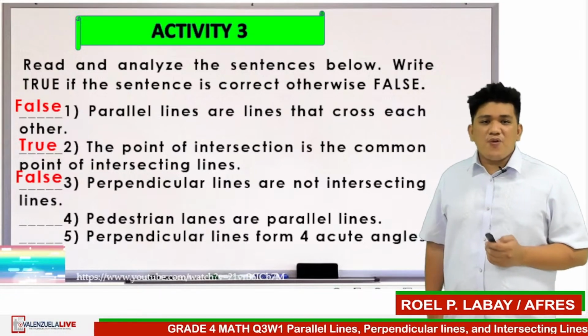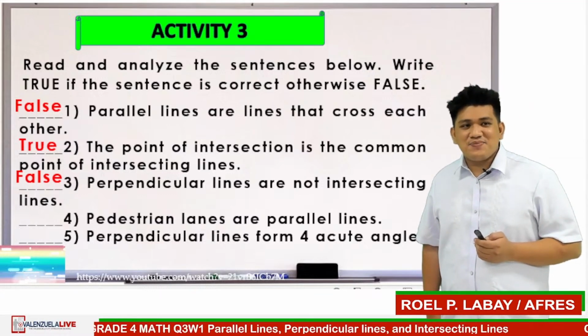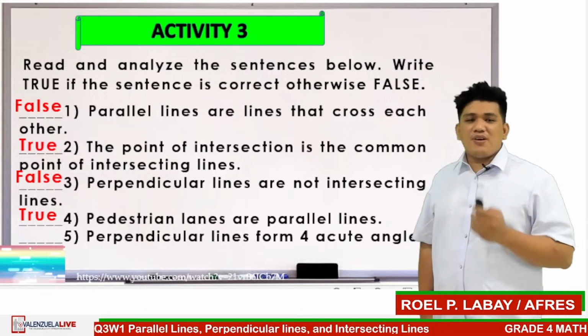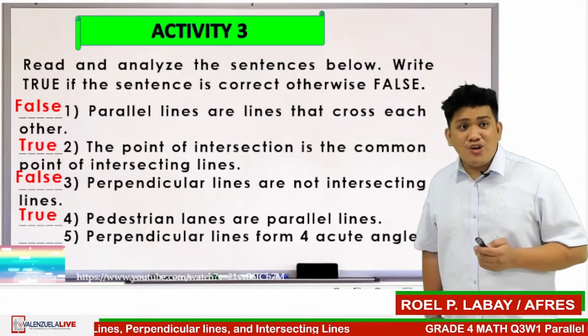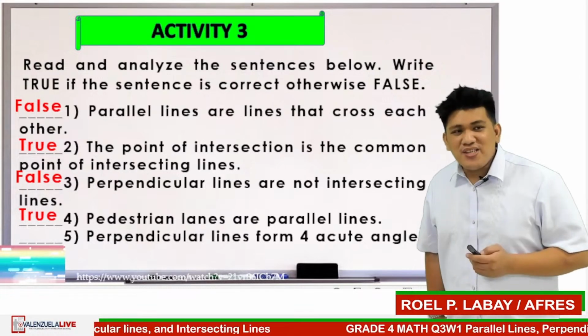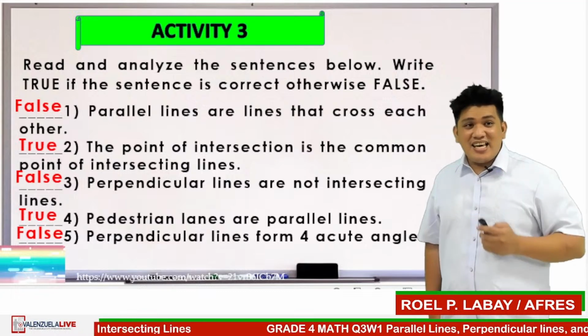How about number 4? Pedestrian lanes are parallel lines. Very good. The answer is true. And then number 5, perpendicular lines form 4 acute angles. Very good. The answer is false. You get the same answer?